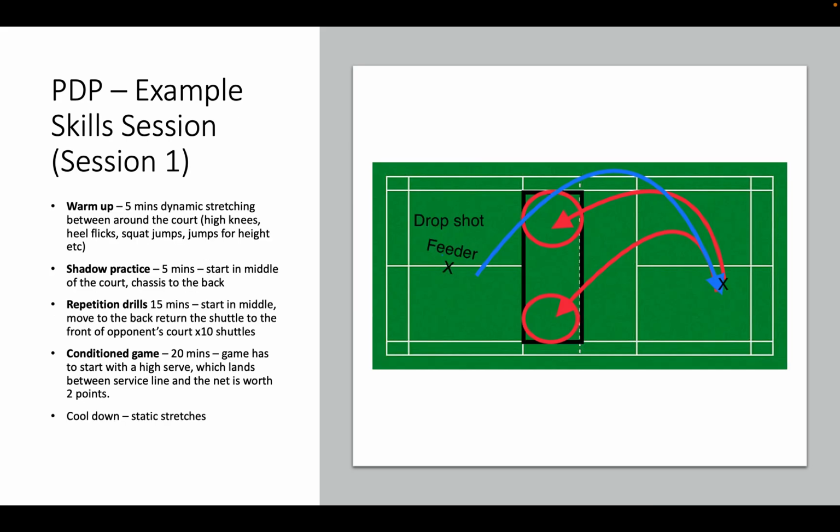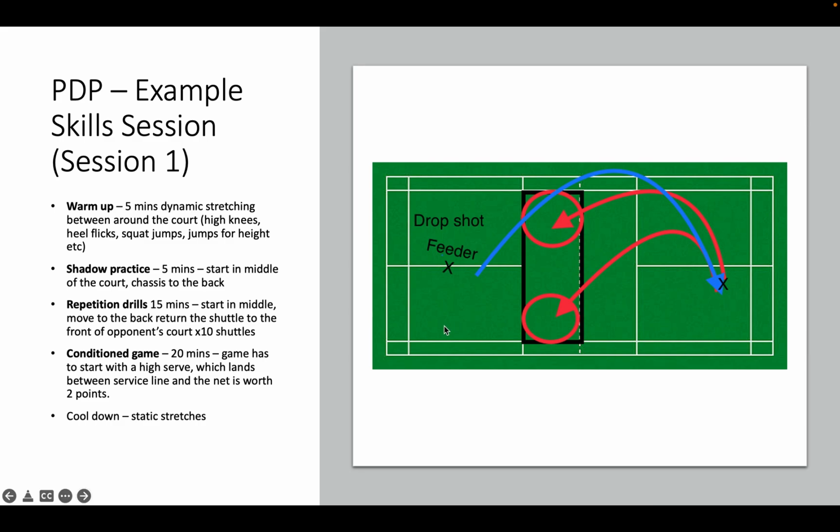We're now going to look at an example session for skills, and this person's been looking at trying to improve their drop shot. So to start off with, we would do 5 minutes of dynamic stretching around the outside of the court, so a bit of running, a bit of sidestepping, and then we would want to do some series of dynamic stretches, again, high knees, heel flicks, squat jumps, etc.